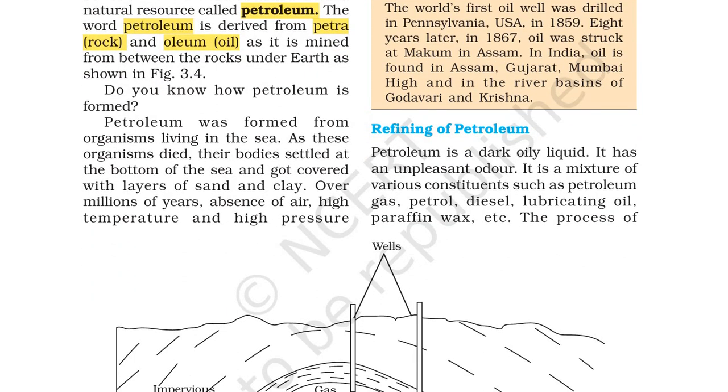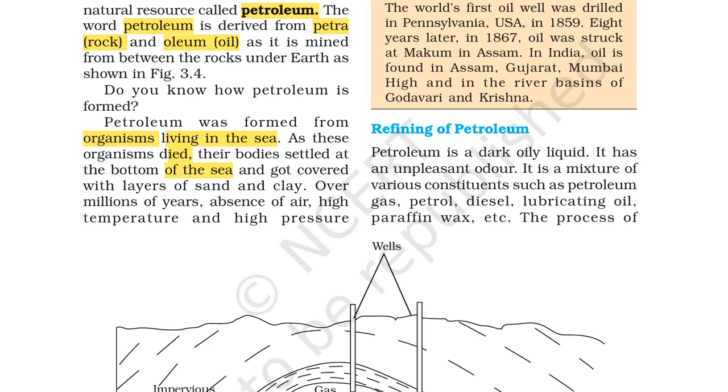Do you know how petroleum is formed? Petroleum actually was formed from organisms living in the sea. Where do we get petroleum from? The organisms are there and they are living in the sea. As these organisms died, their bodies settled at the bottom of the sea.